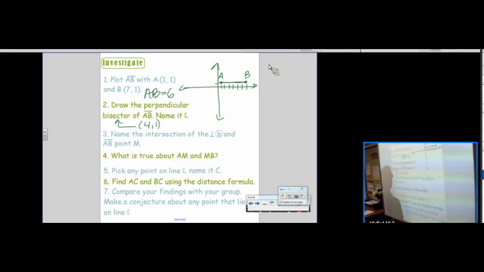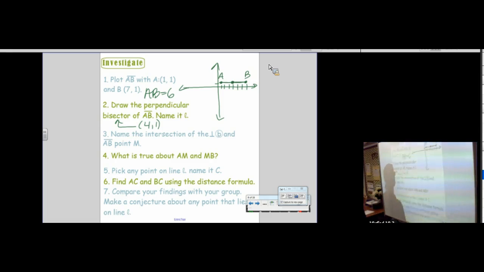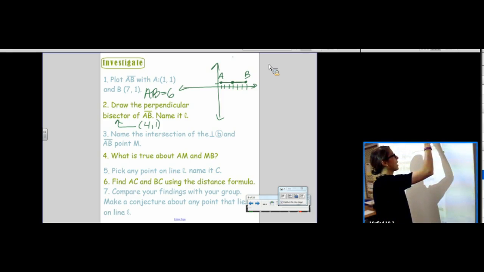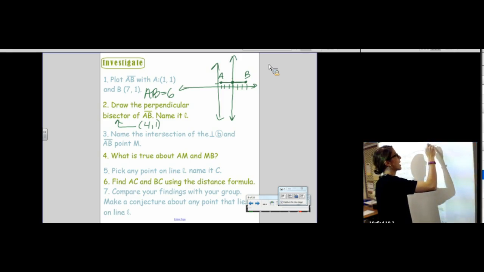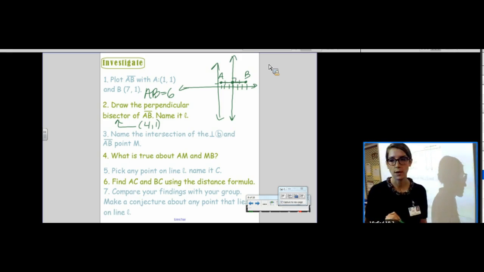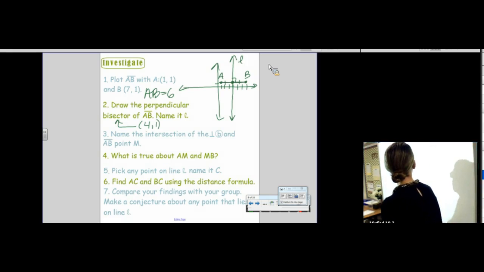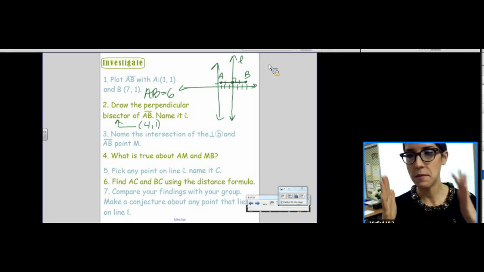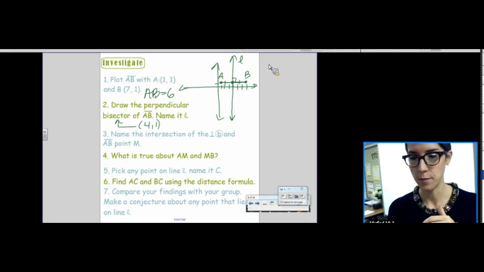And our midpoint is 4, 1. 1, 2, 3, 4, 1. Draw the perpendicular bisector. So we're going to draw the line that goes through that midpoint, and we're going to draw it at 90 degrees to AB. It said to name it L. So I have segment AB, and then I have line L, which is my perpendicular bisector.